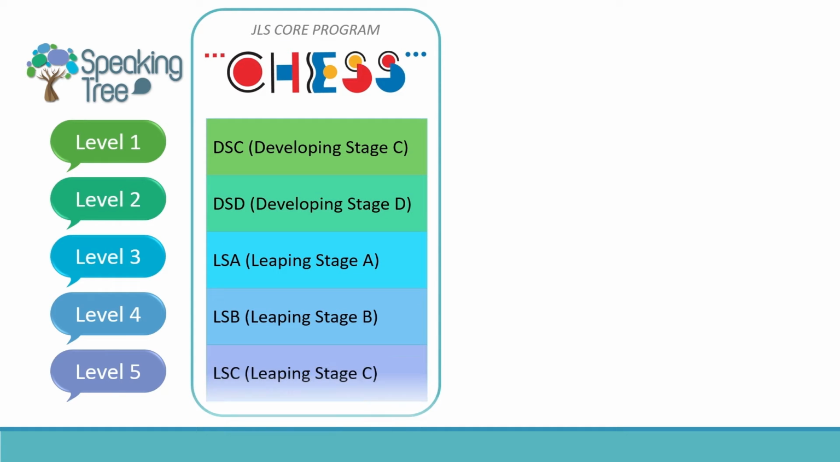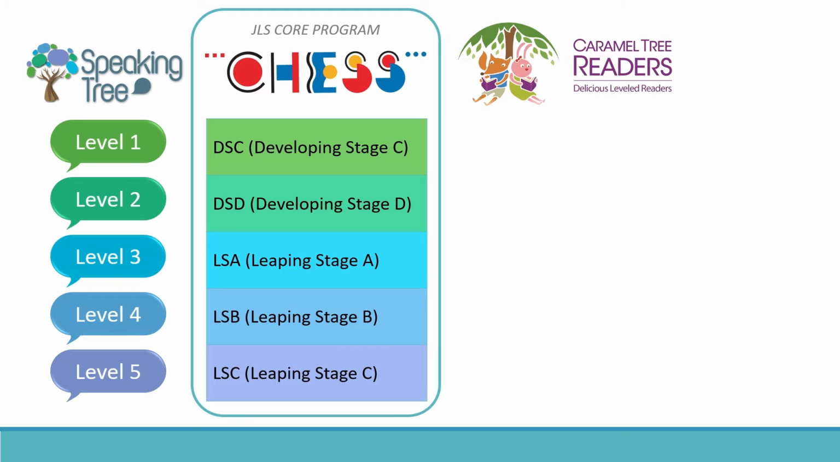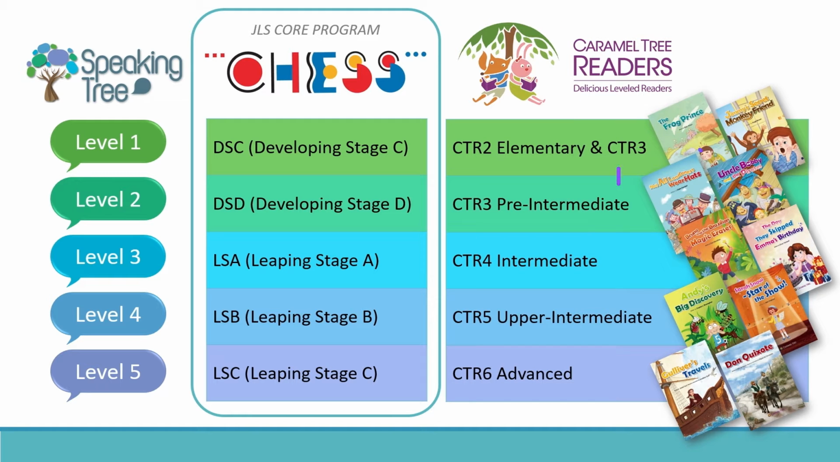Speaking Tree Level 1 joins the Chess program at Development Stage C, or DSC level. Speaking Tree Level 2 continues at DSD level. And Speaking Tree Levels 3, 4, and 5 correspond to the Leaping Stage levels A, B, and C. Each level also corresponds to Caramel Tree readers, starting with longer fairy tales from CTR Level 2 and working all the way up to classic story adaptations in CTR Level 6.